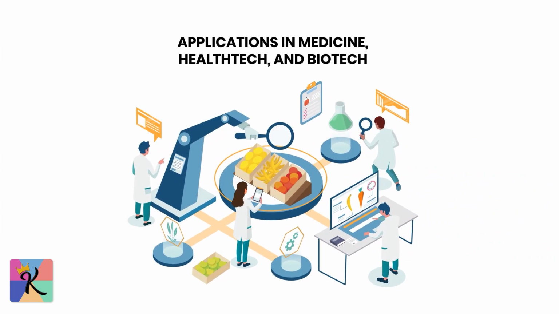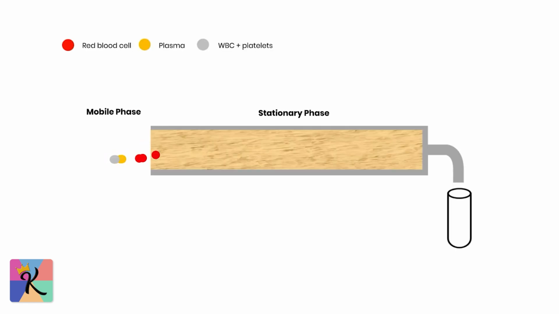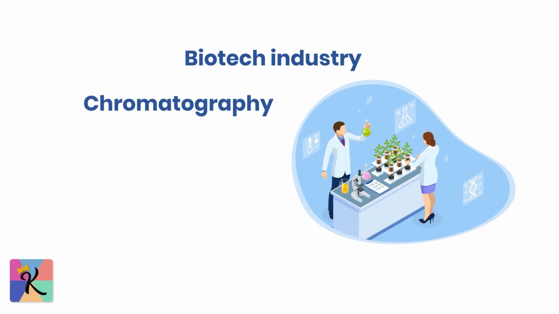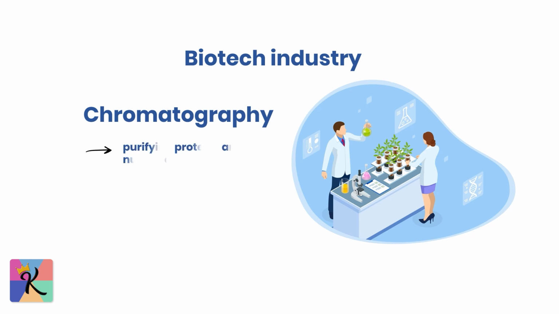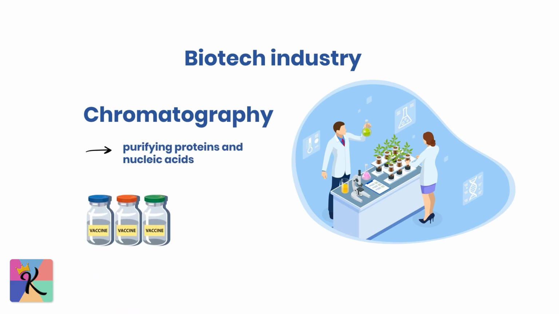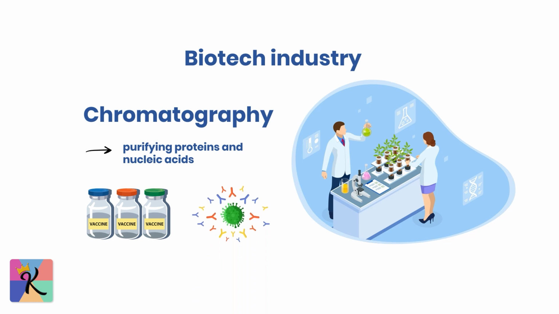Chromatography isn't just a lab technique, it's a vital tool in medicine, health tech, and biotech. In medicine, chromatography is crucial for analyzing blood samples and detecting various biomarkers. For example, GCMS is often used to detect metabolites and drugs in toxicology screens, providing critical information for diagnosing and monitoring patients. In the biotech industry, chromatography is essential for purifying proteins and nucleic acids, which are foundational steps in developing vaccines, monoclonal antibodies, and other biopharmaceuticals.